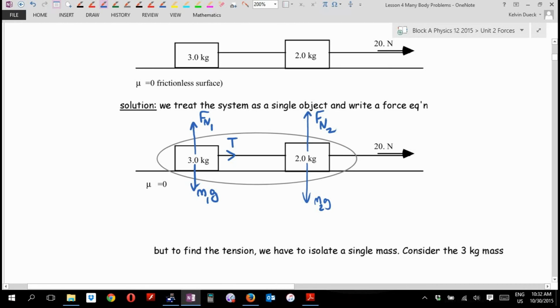What else? Oh! Here's the 20 newtons, the applied force. I'll put an arrow there. If you wanted to, you could even write F applied. Usually if I put an arrow next to the 20, that's enough for me to clue in that I better not forget the 20.